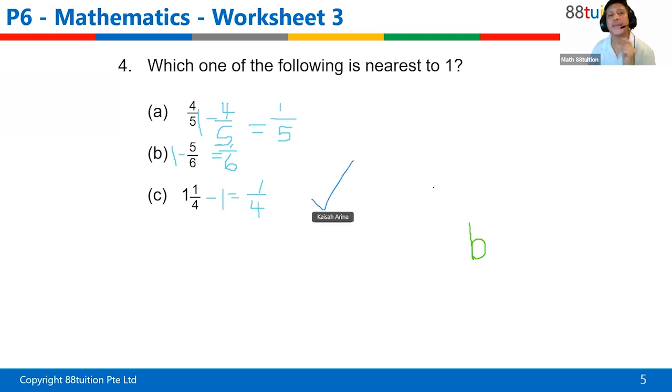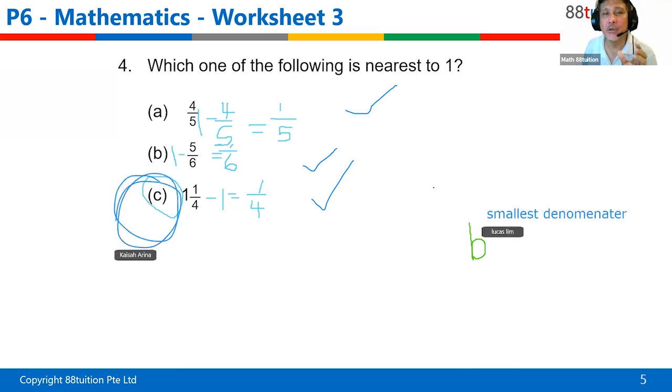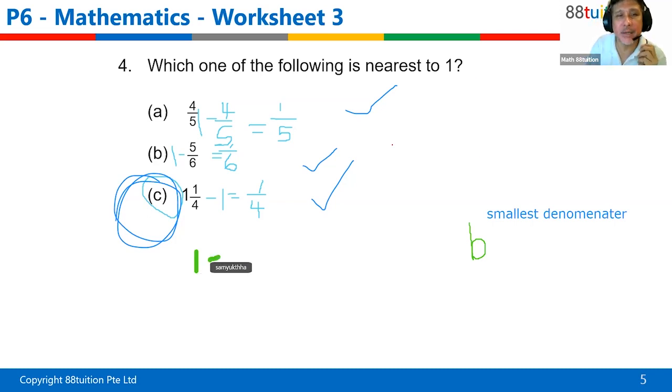Right. Okay. And this kind of question, when it appears at PSLE, is always such that if you apply the correct strategy, that means you are working out the gaps, you will find that the answers for all the options you work out will all be very easy to compare. So just like in this question, although you have 4/5, 5/6, and then 1 and 1/4, look at the gap between all these fractions and 1.